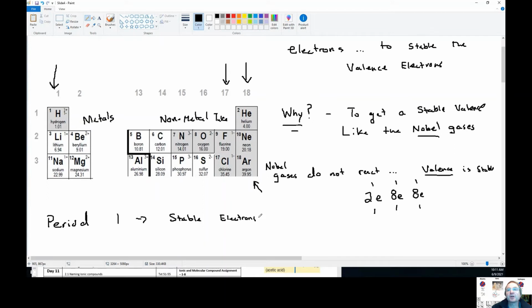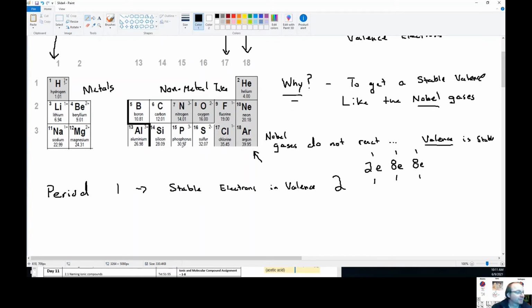So stable electrons in the valence would be 2. Okay, interesting. Period 2 on the periodic table, the table of patterns. So period 2: lithium, beryllium, boron, carbon, etc. goes all the way across to be stable.